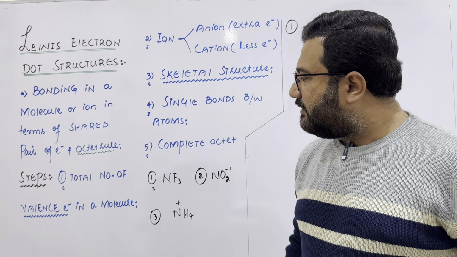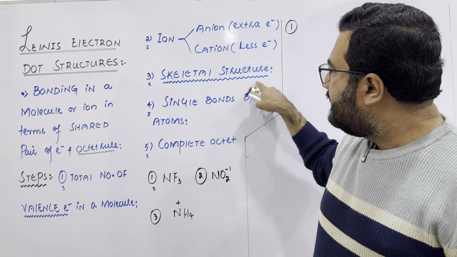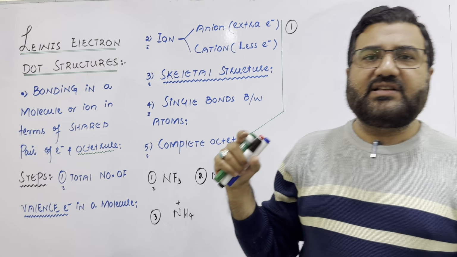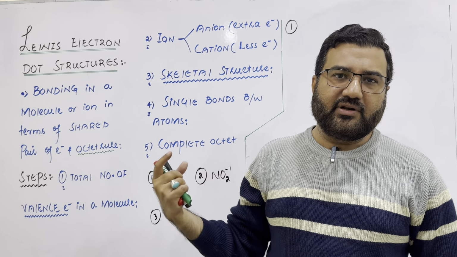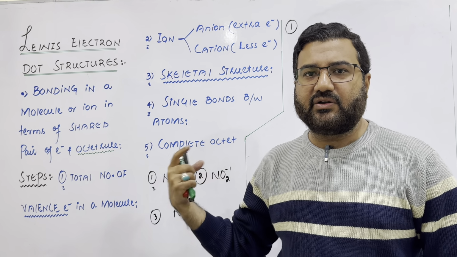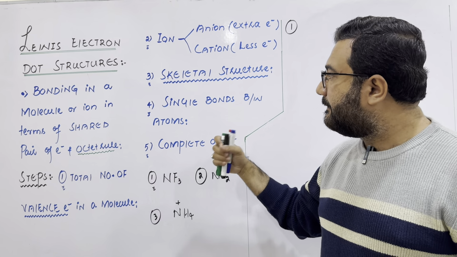After counting the number of valence electrons for a molecule or an ion, then you will write down its skeletal structure. Skeletal structure is based on the symbols of the atoms and the geometry of the molecule. If you have an idea of the geometry of the molecule, then you will be able to write down the skeletal structure in a better manner.